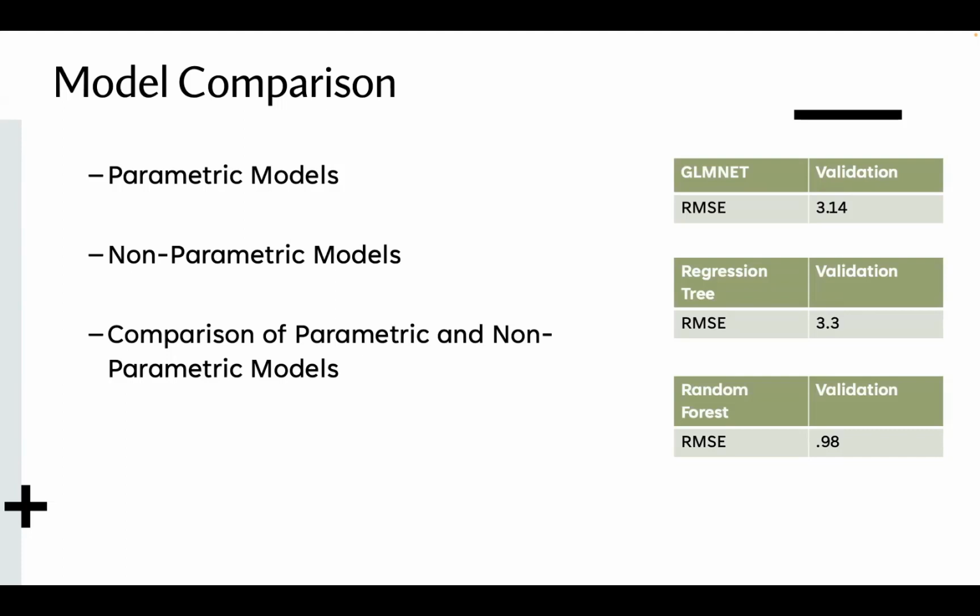When we compare the models' RMSE for both parametric and non-parametric, it seems that the regression tree model, which has a validation RMSE of 3.3, would be more in line and closer to the validation RMSE generated by the GLM model, which was having a validation RMSE of 3.14. But the lowest RMSE is generated through the random forest model, thus making the random forest the most optimal model for our purpose.